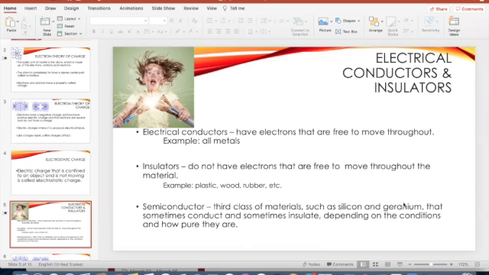All right, so a semiconductor is in between a conductor and an insulator. It's a third class of materials. Examples are silicon and germanium. Sometimes they conduct and sometimes they insulate. It just depends on the conditions and how pure they are. Okay, so silicon and germanium, these semiconducting materials, are used in some of the devices that you use every day, such as your phone and your laptop computers.